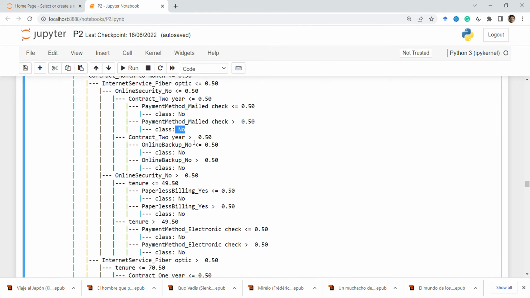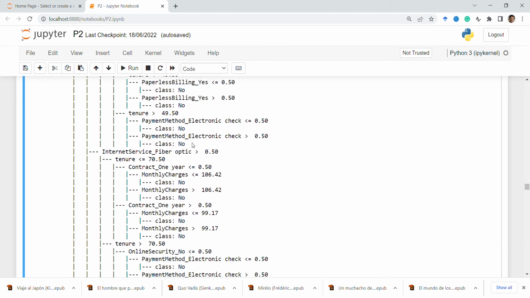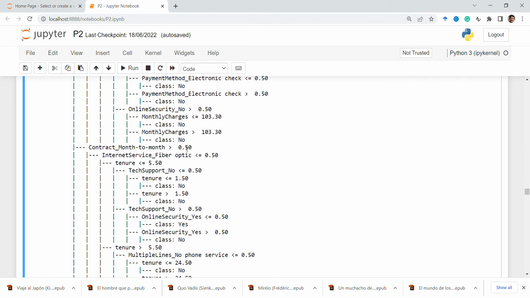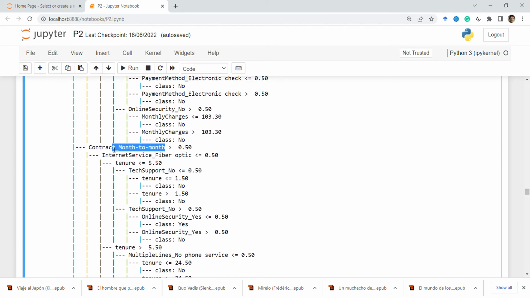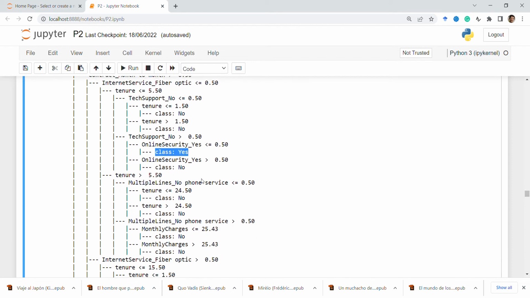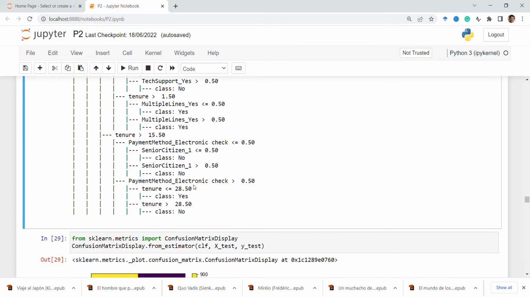And then if you, for instance, here I'm looking for a yes, yeah, so these people here, they don't have online security, but they do have technical support. They have been in the company less than 5 or 6 months, and they don't have fiber optic, and they have a contract month to month. And then the prediction of this tree is that they will leave the company, and you could track all the possible paths to leaving the company.